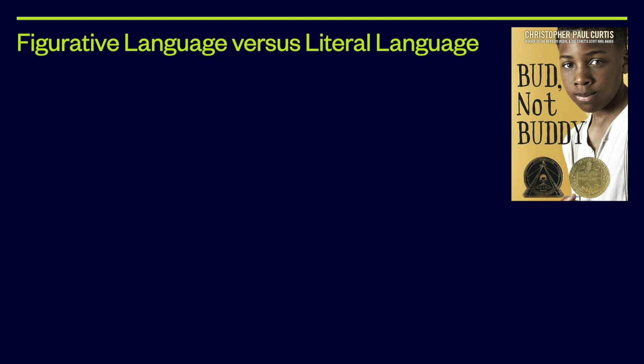In our book by Christopher Paul Curtis, the main character sure uses a lot of colorful language, and sometimes it's kind of hard to figure out what he means or what he's trying to get at. And the reason for that is because Bud is not very literal. In fact, most children aren't very literal. So let me tell you the difference and all the different types, and then hopefully this will help you understand what Bud is trying to say.